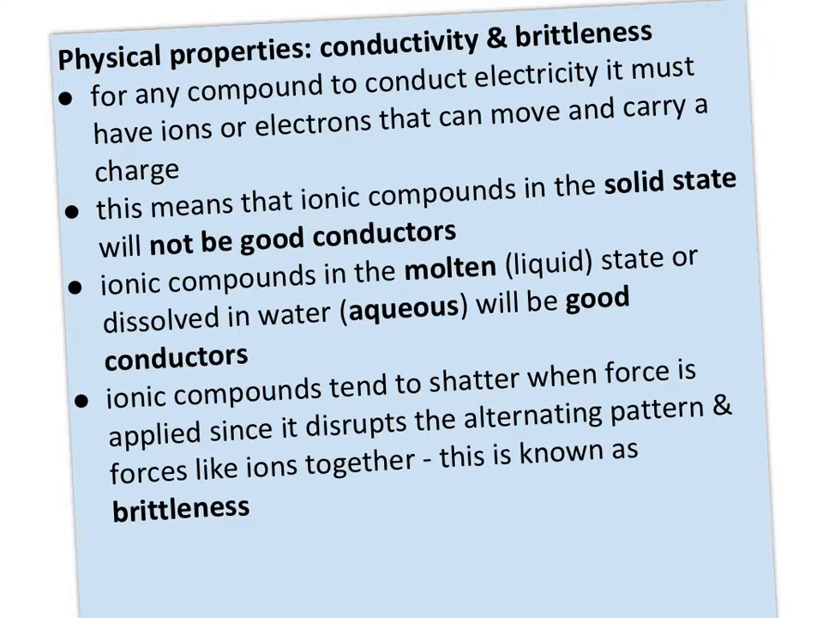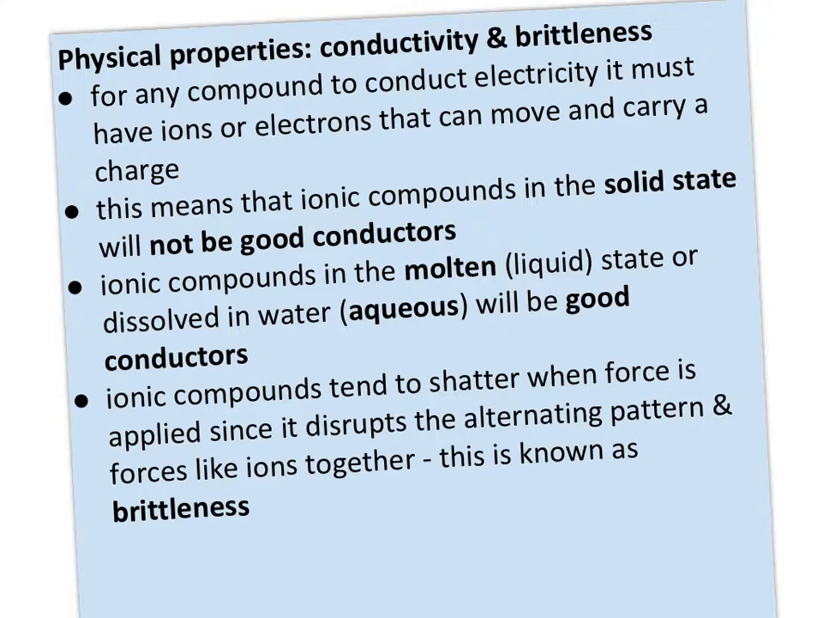Other physical properties are conductivity and brittleness. For any compound to conduct electricity, it has to have ions or electrons that can move and carry a charge. So ionic compounds in the solid state are not good conductors because they're held rigidly. But once you melt it, which takes a lot of energy, so more likely dissolve it in water, it'll become a good conductor because now these ions or electrolytes can move.